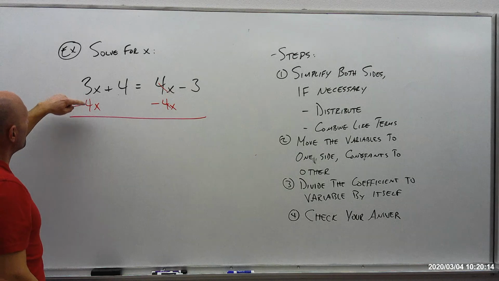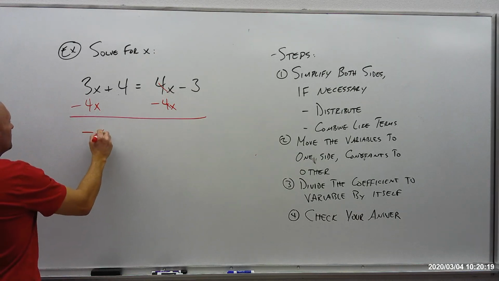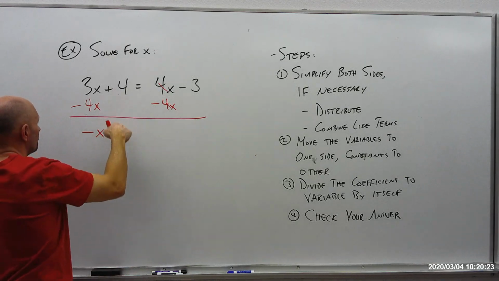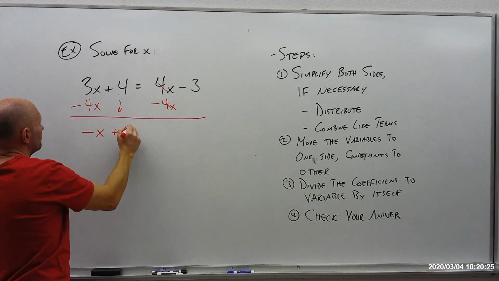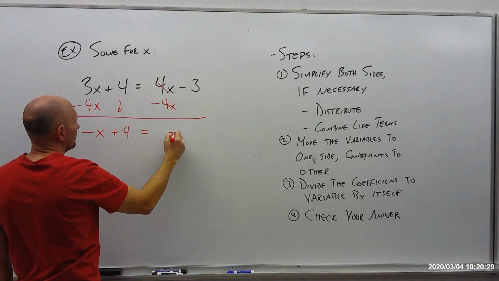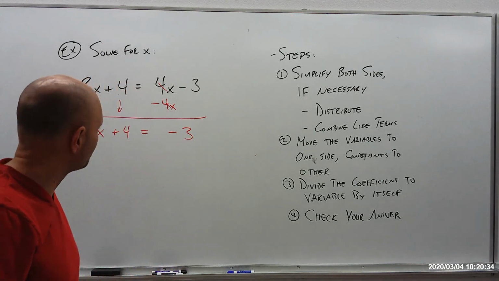So 3x minus 4x. 3 minus 4 is negative 1. So I end up with negative x as my variable. Don't forget to bring this guy down, so plus 4 is equal to, again, these cancel out, so the only thing I have left on the right side is the negative 3.